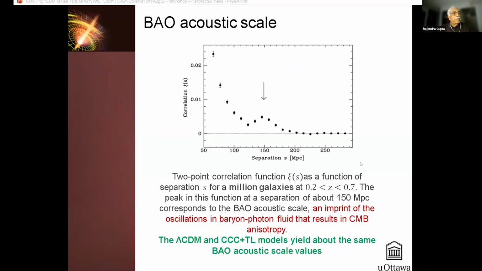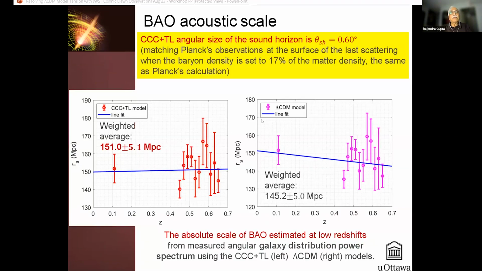Now, if we go into the BAO, the BAO acoustic scale has a correlation function for the galaxy separation, which comes out to be about 150 megaparsec. And when we try to fit this BAO data using the lambda CDM model and the CCC plus TL model, they are about at the same place, as I will show here in this one.